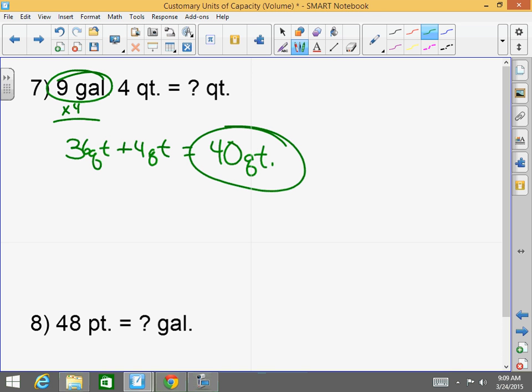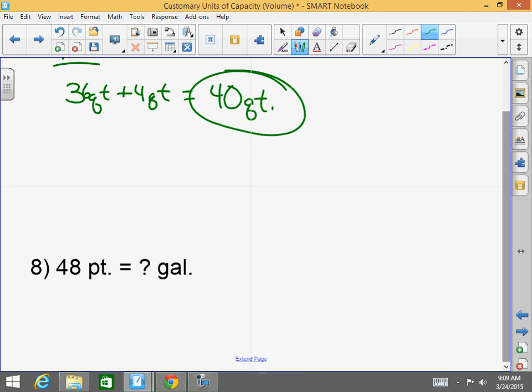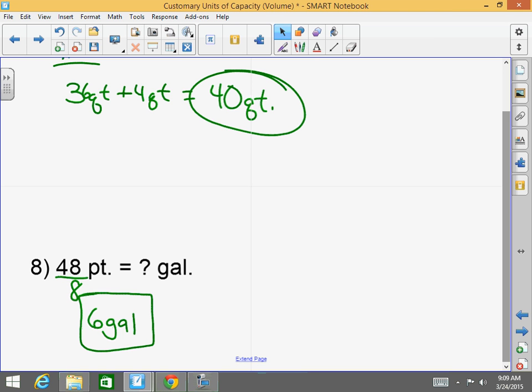How about 48 pints to gallons? Okay. Am I going large to small or small to large? Guys, pints to gallons. Large to small or small to large? Small to large, so I multiply or divide? Divide. What did we just establish in the last frame? How many pints in a gallon? 8. So I'm going to divide by 8, so that would be 6 gallons. 48 pints is the same thing as 6 gallons.